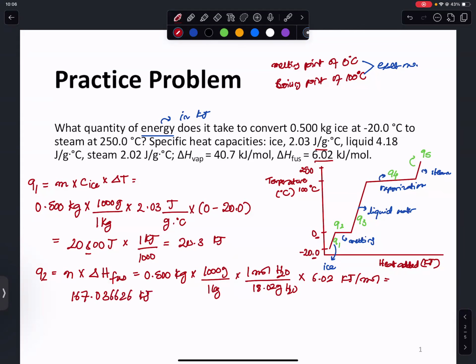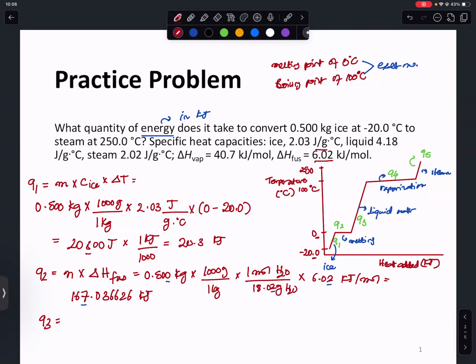167.036626 kilojoules. Again, let's look at our sig figs. 3 sig figs, 4, and then 3. So it's going to be 3 sig figs. Now let's see here, Q3.